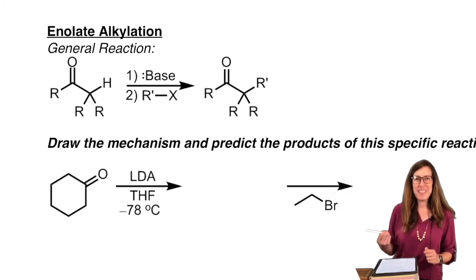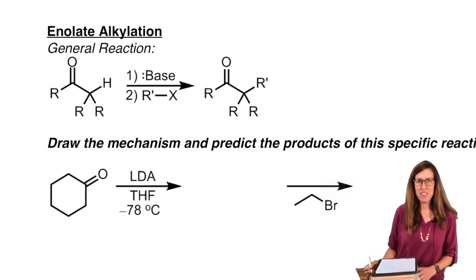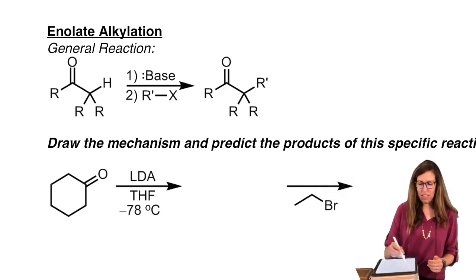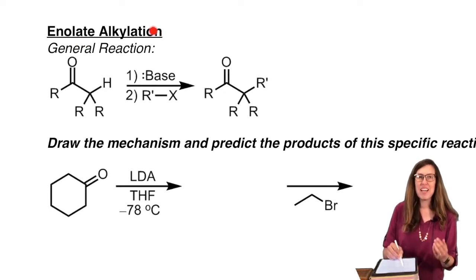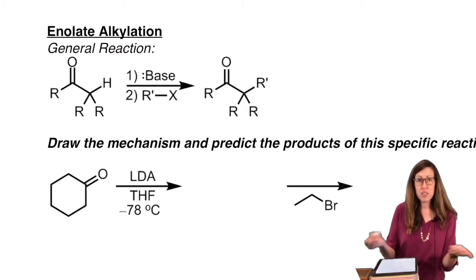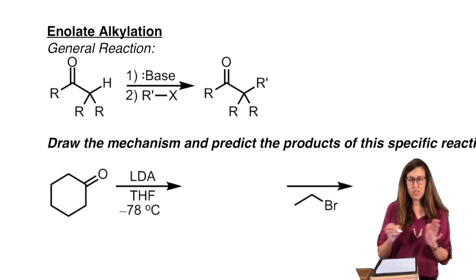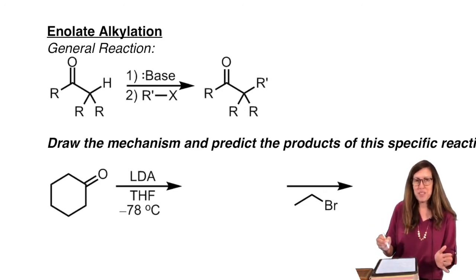Welcome back to Enolates. I am excited to introduce this next part to you. As you can see from the name, enolate alkylation, that's exactly what we're going to do next. Alkylation means we are making a carbon bond to the enolate. That's exactly what we're hoping it would do, because enolates are carbon nucleophiles. So this is part of what we've been building up to.